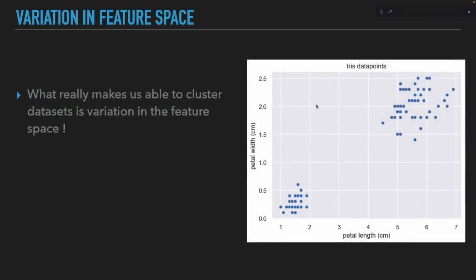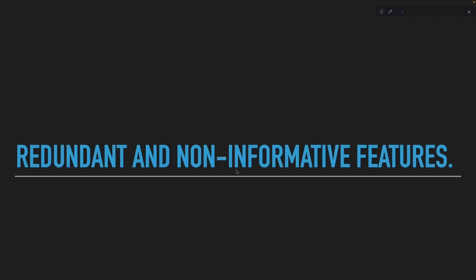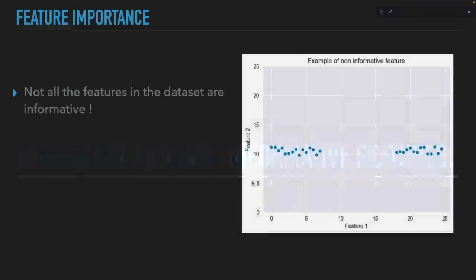And before we start learning about any of that, let's remind ourselves that what really enables us to cluster this data is the variation between these groups, which naturally comes from the variation in these features which define our coordinate system, which again naturally comes from the real differences in characteristics between all of these flowers we want to group. And now let's go and learn about redundant and non-informative features.